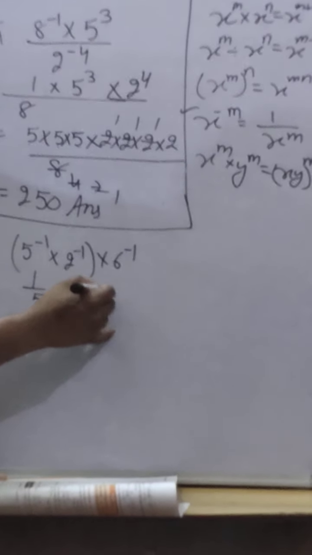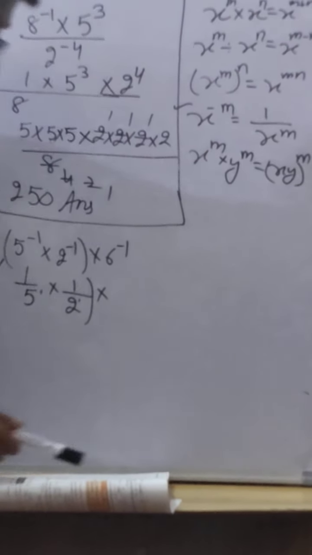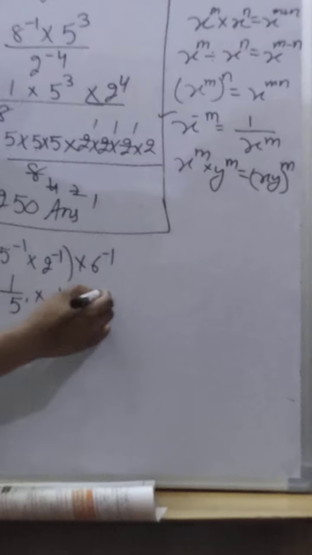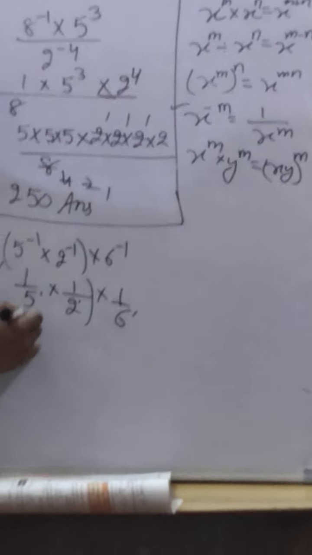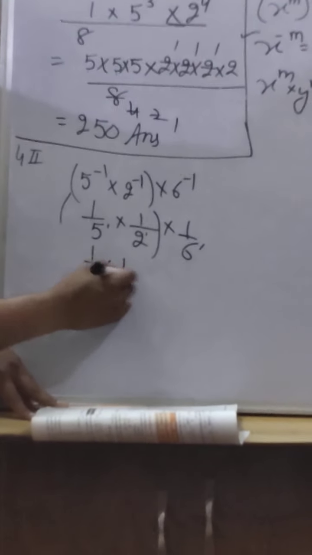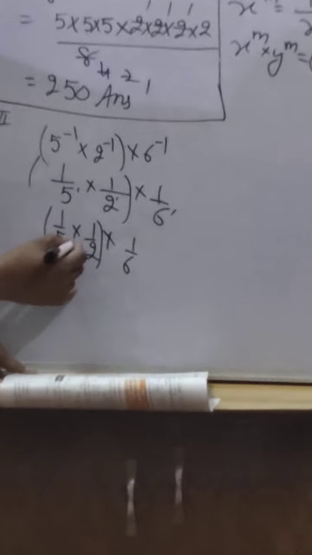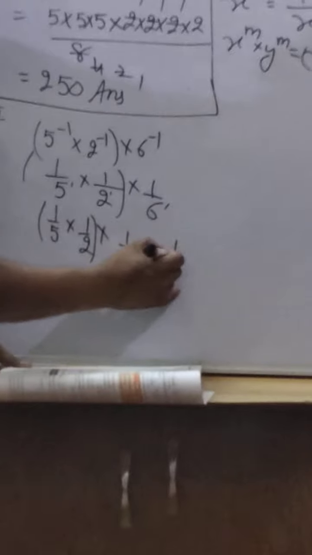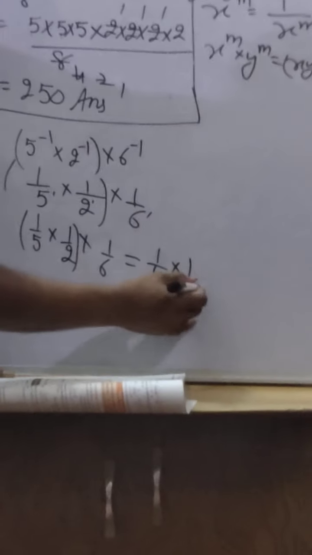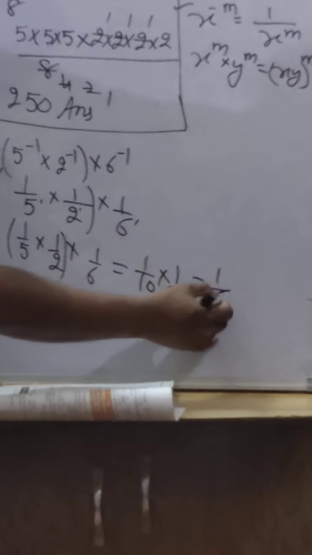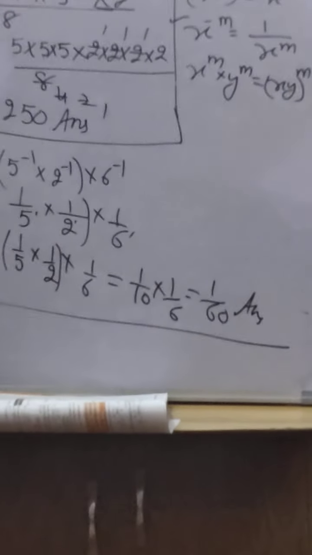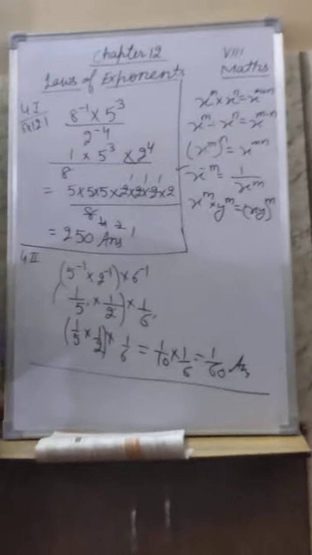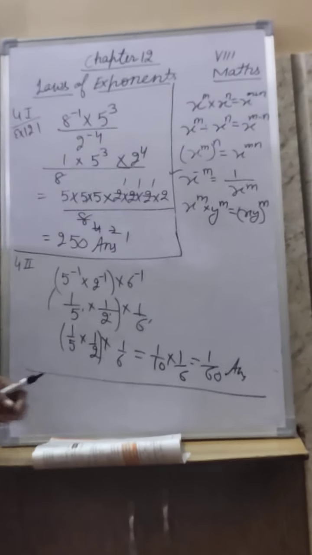You can see here, it is 1 by 5, 1 by 2, and this is 1 by 6. So you can multiply first. So this is 1 by 10 multiplied by 1 by 6. So the answer is 1 upon 60. Understand? Problem? So in this way we can solve so many questions.